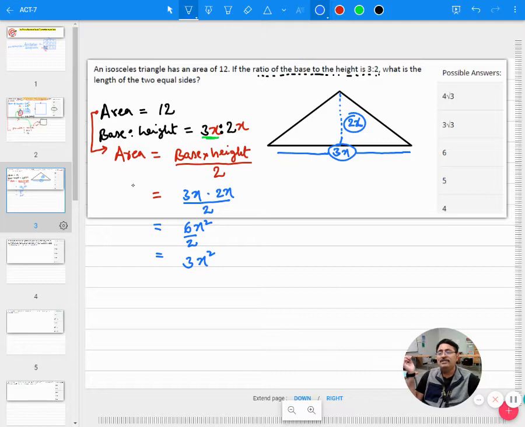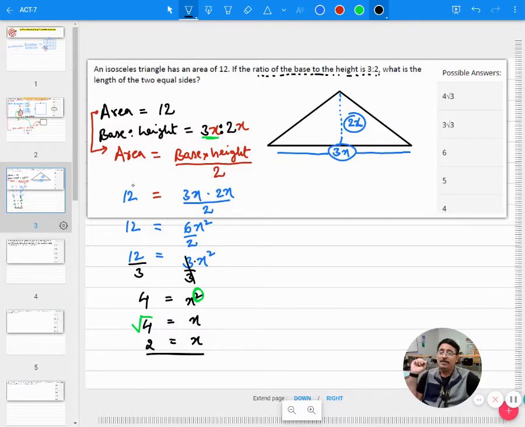And you know, area is given as 12. Therefore, let me take that value here. At this point, you know how to isolate x value. So we go by inverse operation, which is division by 3. So you get that x square equals 4. And you know what to do. If there is square, to eliminate square, we take square root on the other side. Therefore, square root of 4 gives us the value of x. 2 times 2 is 4, therefore the value of x is 2.